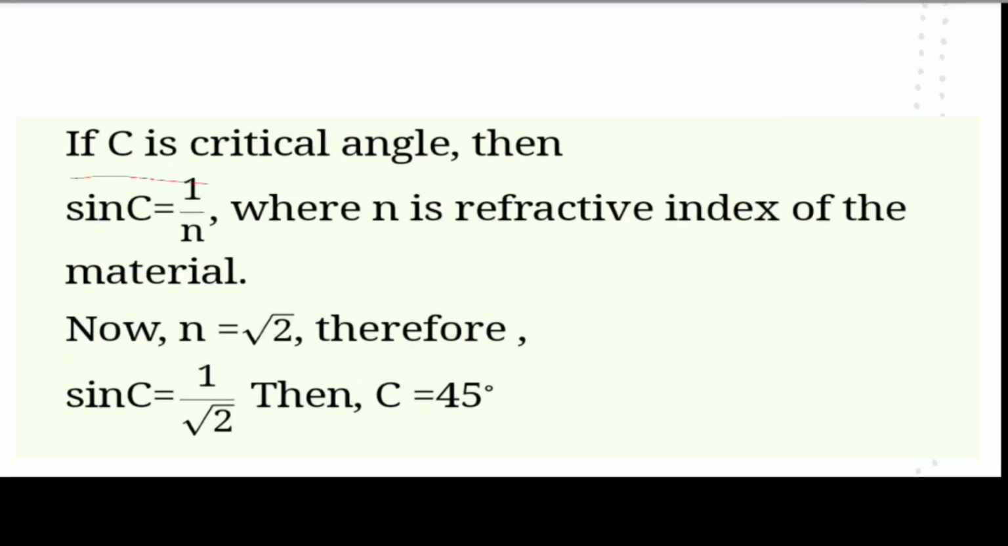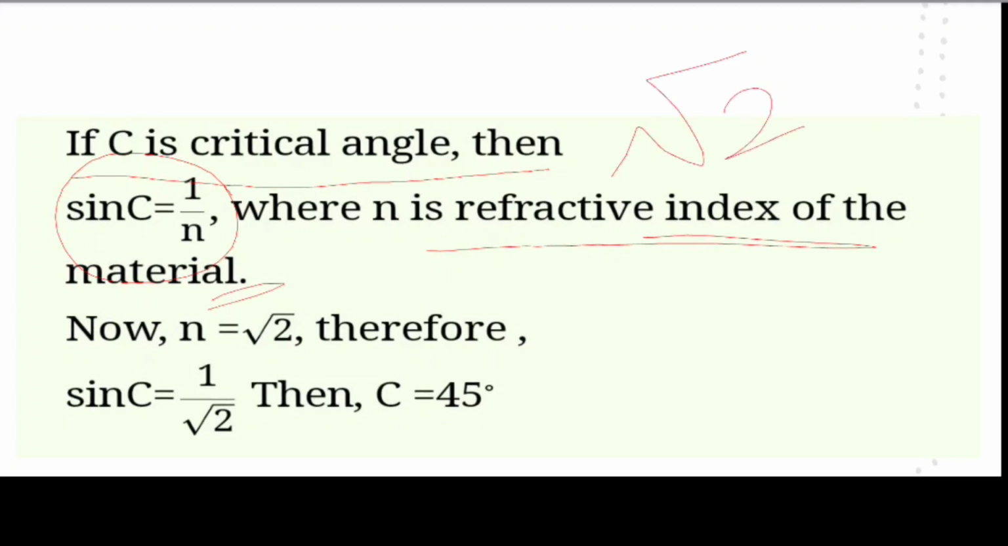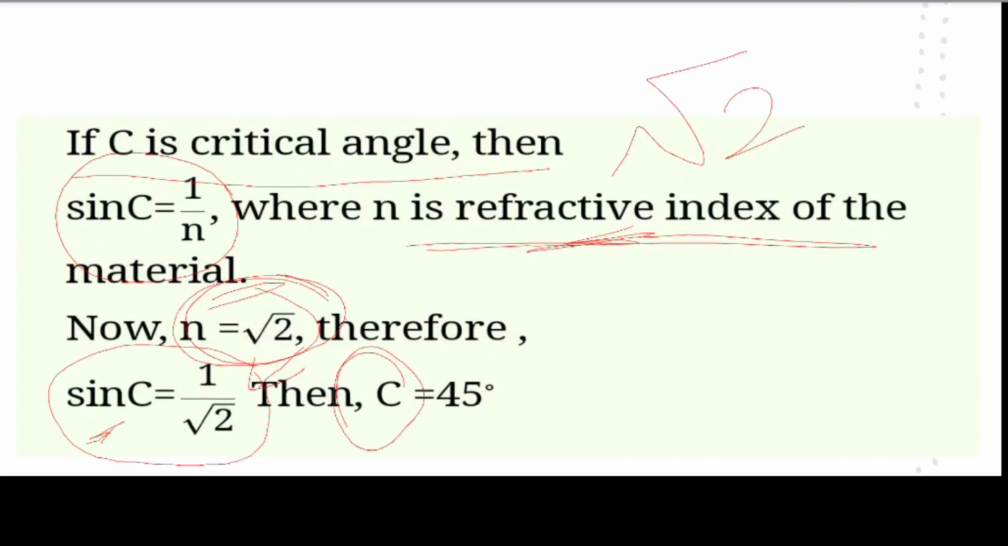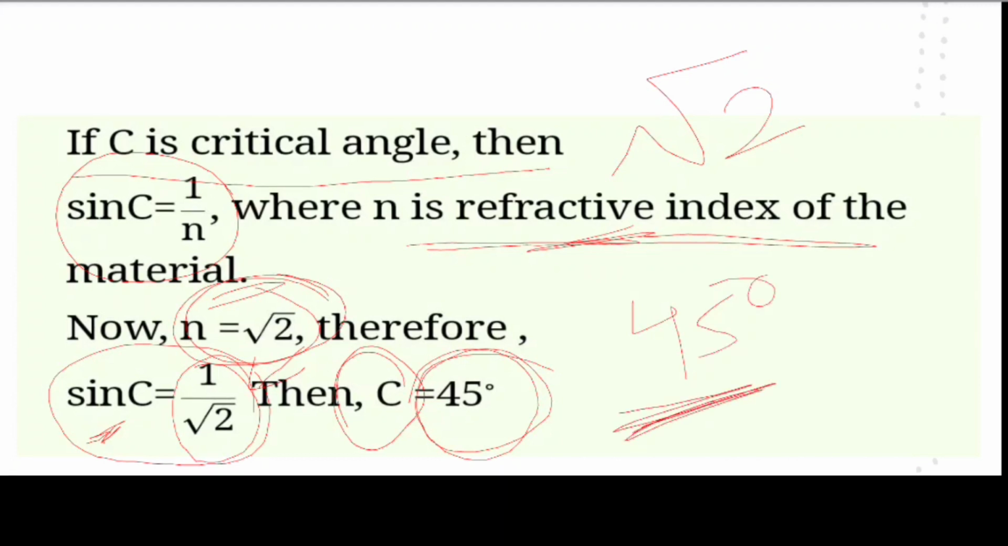Here if C is the critical angle, then sin C is equal to 1 by n, where n is the refractive index of the material. In the question the given refractive index is √2. So n equals √2. Now apply sin C equals 1 by n, where n is √2. Then calculate C. For sin, what is the value of angle for 1 by √2? 45 degrees. So the answer is 45 degrees when the refractive index is √2.